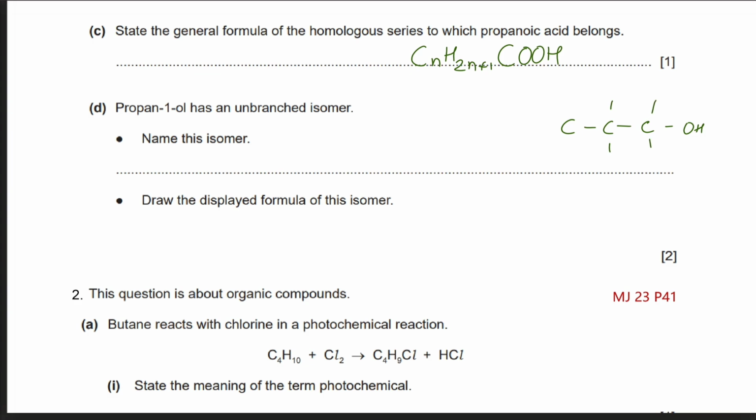It will be propan-2-ol. Why? Because we are not changing the main sequence. What we are changing is the functional group. So you remove the functional group from here and you keep it on the second carbon. So the name would be propan-2-ol.